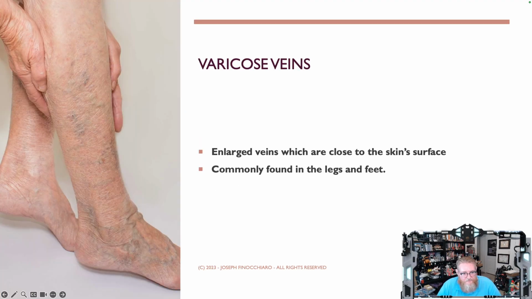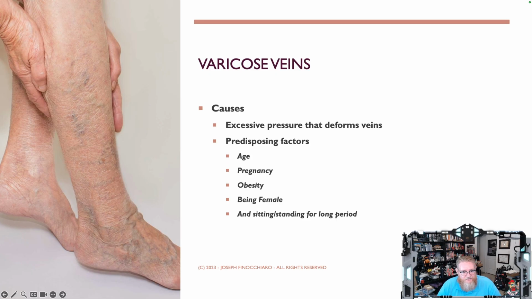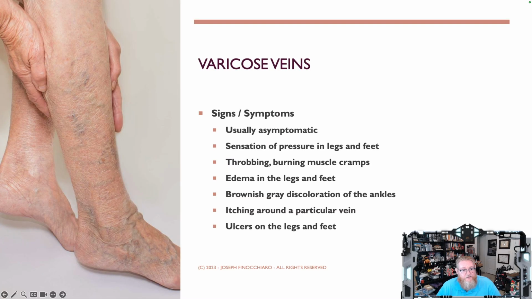Varicose veins. Enlarged veins which are close to the skin surface, commonly found in the legs and feet. Causes of varicose veins include excessive pressure that deforms veins. There are predisposing factors for varicose veins, which include age, pregnancy, obesity, being female, and sitting or standing for long periods. Signs and symptoms of varicose veins: sensation of pressure in legs and feet, throbbing, burning, muscle cramps, edema in the legs and feet, brownish gray discoloration of the ankles, itching around a particular vein, and ulcers on the legs and feet, although varicose veins are usually asymptomatic.